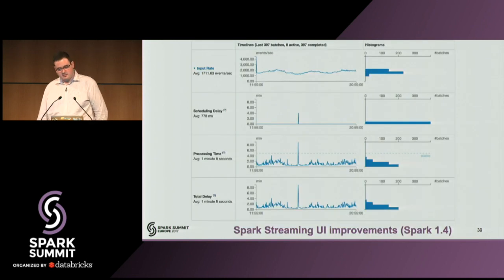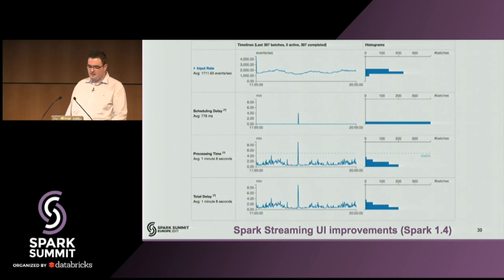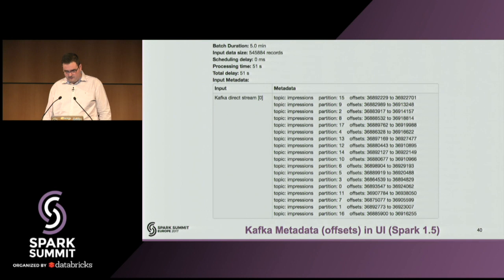Over the versions, Spark Streaming UIs received some improvements. With 1.4, graphics and histograms were added on how our application is handling the batches. We can monitor things like input rate, scheduling delay, processing time, and see, for example, if our streaming application can handle the throughput or if it's lagging. And with 1.5, metadata of the direct receivers was included, showing the topics, partitions, and offsets for Kafka Direct Stream.